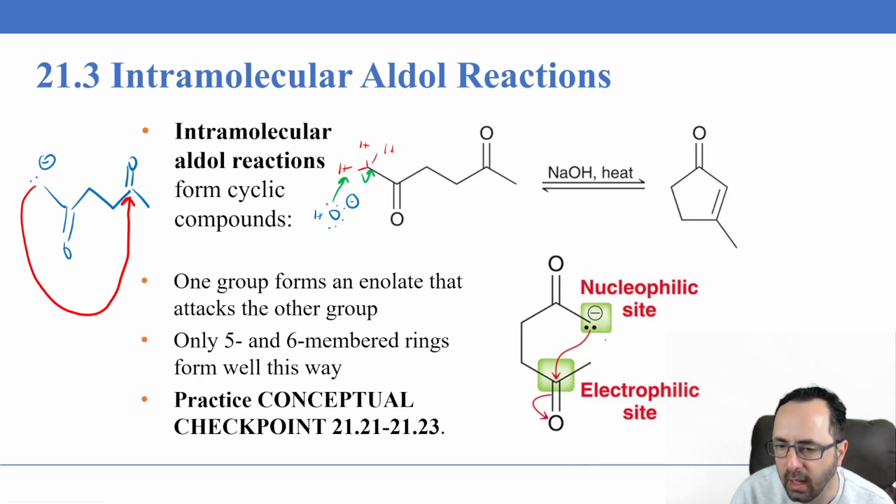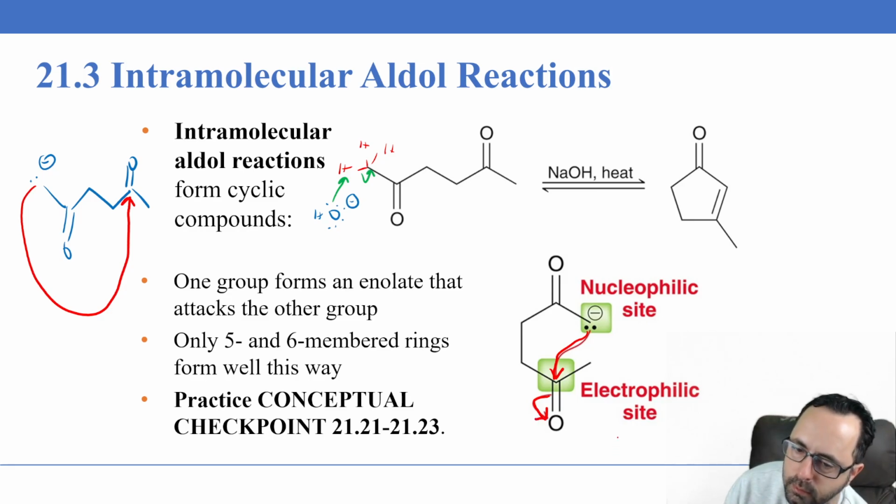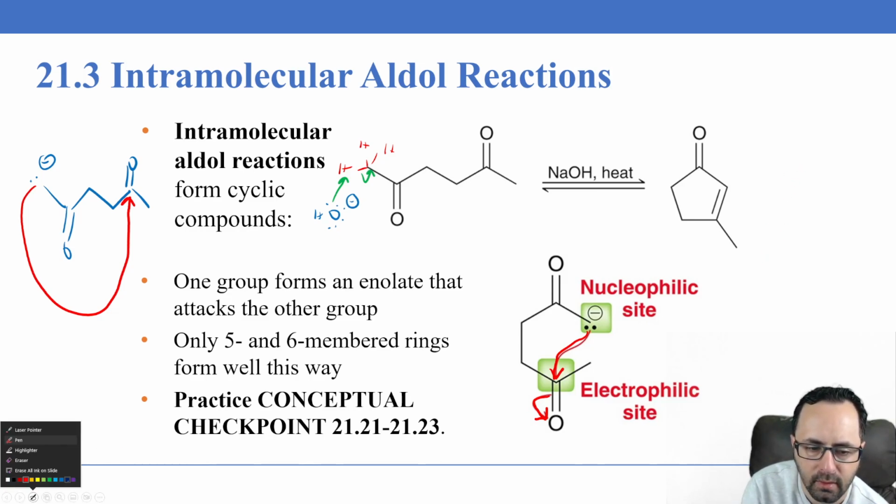So then we can have a nucleophilic attack of this enolate ion on its own carbonyl right here. And of course, the carbon can't have 5 bonds, so we draw this resonance arrow. And then at that point, we're going to get a product that looks like this.